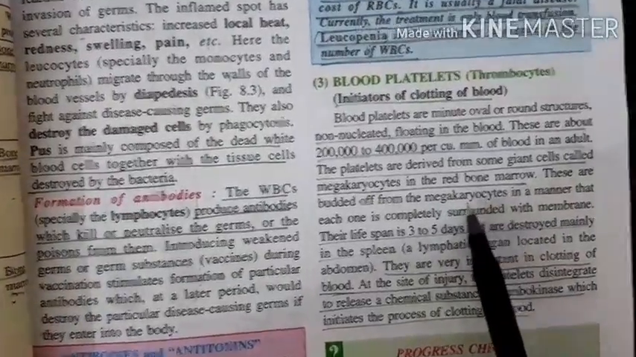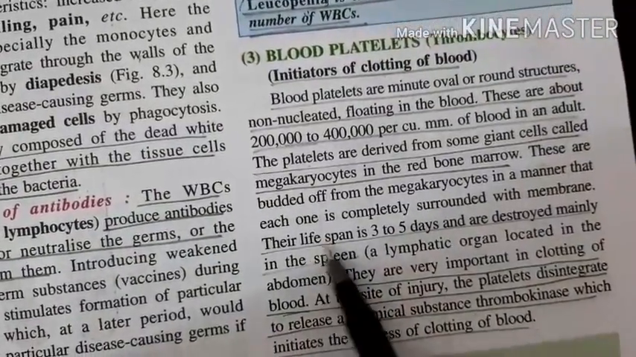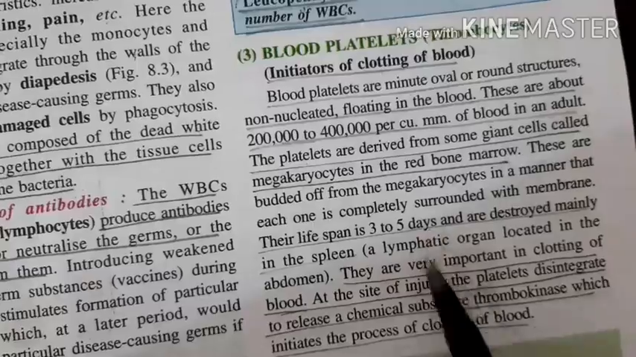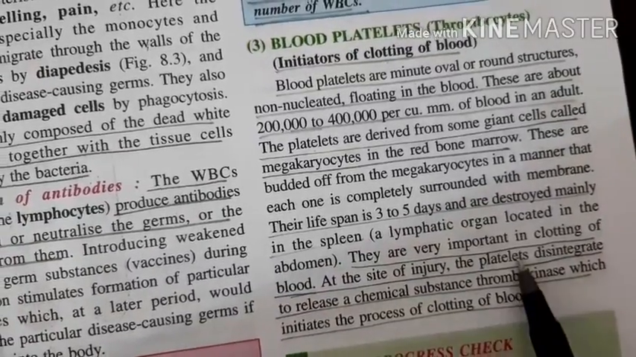So again, platelets are formed from the red bone marrow. Lifespan is from 3 to 5 days, and they are very important for clotting of the blood.